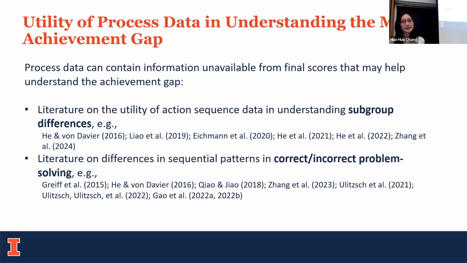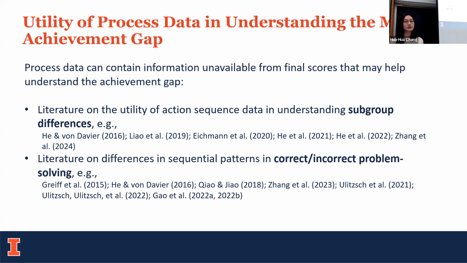The utility of process data has been documented in a lot of existing literature. It might contain a lot of additional information that is unavailable from the final scores of the questions, which is simply what score the student gets out of, say, 1 point or 2 points. Right? For example, there is a lot of literature that documents the utility of action sequence data in understanding subgroup differences. On exams such as the PISA, they've seen that there are gender differences and differences in immigration status in how students explore some of the test-taking platforms.